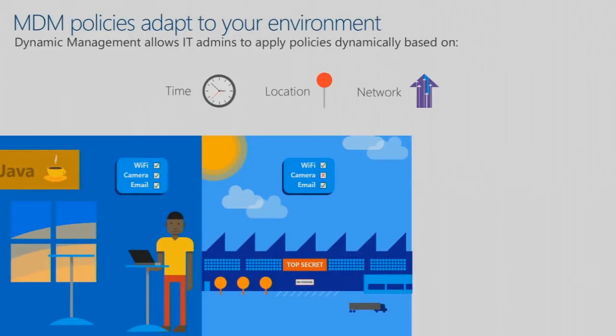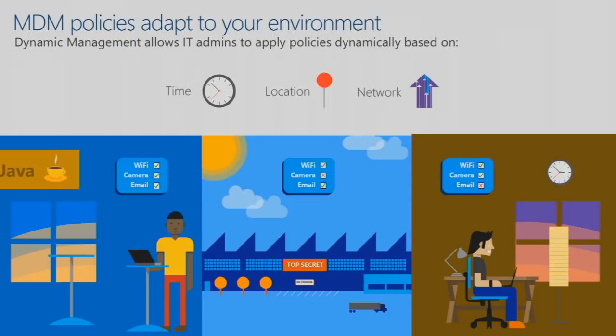However, when I move to the top secret warehouse where we manufacture the next big device, my organization doesn't want me to use my camera. And what it can do is use the GPS on my device to determine I'm in that known location that's restricted and automatically turn off my camera whenever I enter or re-enable my camera whenever I leave that facility.